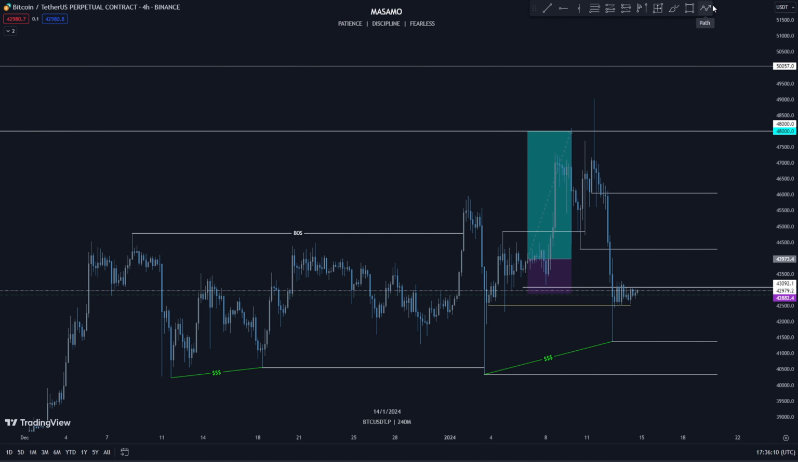In the other case, if we go up, break the 46k and hold that level, the next thing I would expect is 50k.